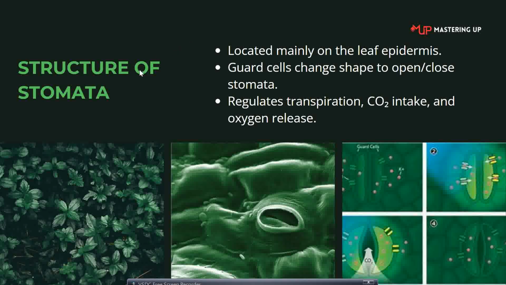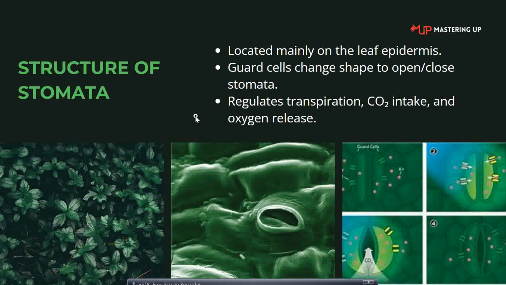I think you know that because the upper surface of the leaf is more exposed. Okay, we can use the term exposed. It is more exposed to the sunlight and wind and all. So that's why the lower surface of the leaf has more stomata compared to the upper surface of the leaf. Okay, now the structure of stomata. Let's discuss the structure of stomata.